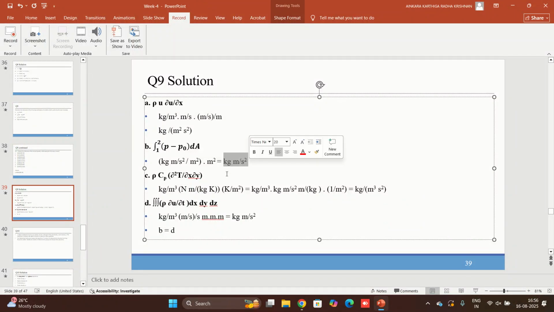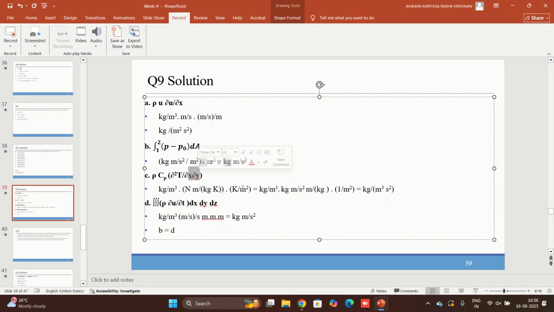and we will be left with kg meter per second square. And for the C problem we have rho into Cp into dou square T by dou x dou y. So we have kg by meter cube for rho, and Cp is joule per kg Kelvin. So joule is Newton meter. So Newton meter by kg Kelvin. So this whole term denotes that. And here it is dou square T, so it is Kelvin divided by dou x dou y. So it is meter square. So that is how it is.